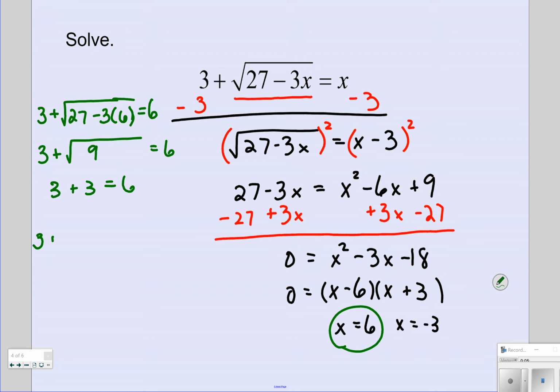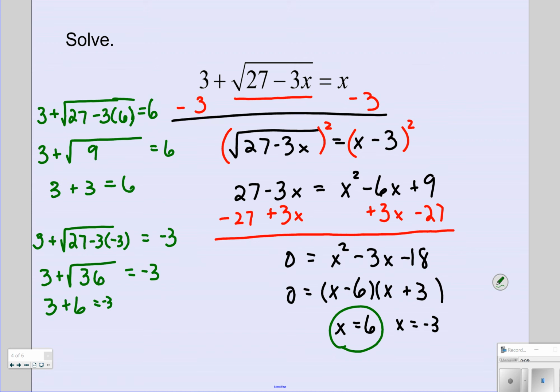So 3 plus the square root of 27 minus 3 times negative 3 is equal to negative 3. So now we simplify that one. 3 plus, this is going to be the square root of 36 is equal to negative 3. So 3 plus 6 is equal to negative 3. So 9 equals negative 3. Well, that's false. So we know that x equals negative 3 is not a solution. So then our solution set is just 6.